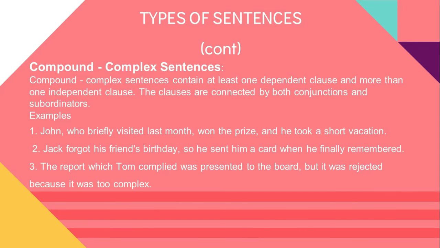Compound-complex sentences. Compound-complex sentences contain at least one dependent clause and more than one independent clause. The clauses are connected by both conjunctions and subordinators. Examples: John, who briefly visited last month, won the prize and he took a short vacation. Jack forgot his friend's birthday, so he sent him a card when he finally remembered. The report which Tom compiled was presented to the board, but it was rejected because it was too complex.